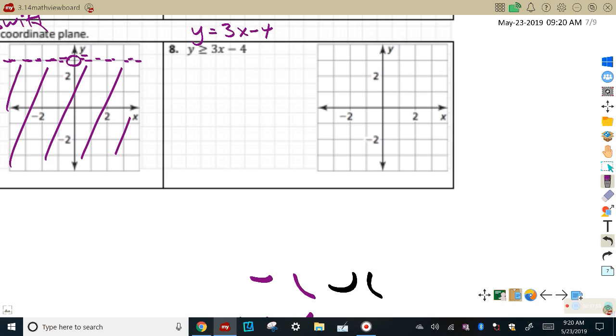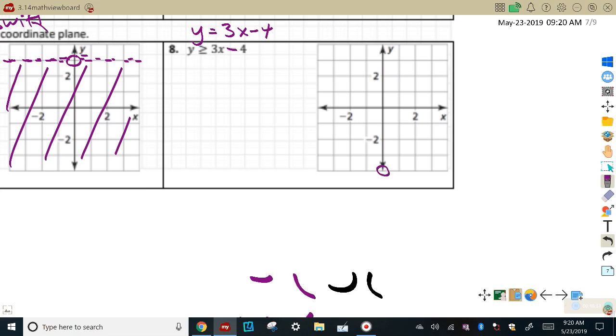What's my y-intercept? 4. Close. 3x. Further away. -4. Technically, 3 is closer than 4, but -4, right? Because there's a minus right here. So -4, I would be right here.